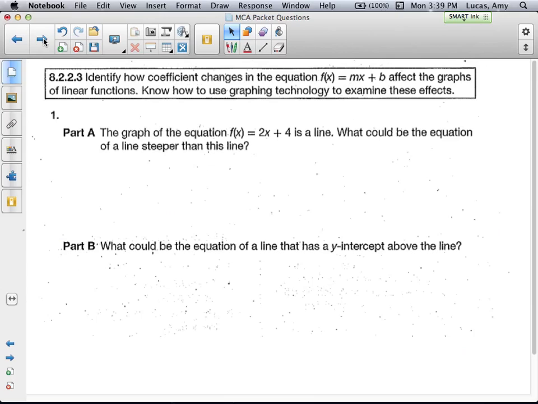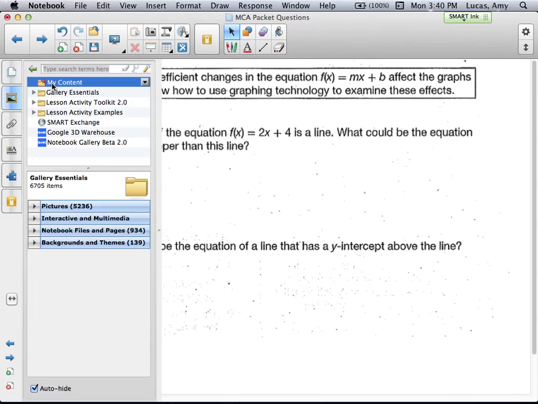Our next benchmark is 8223, so that would be on the following page, page number 25. Identify how coefficient changes in the equation f of x equals mx plus b affect the graphs of linear functions, and know how to use graphing technology to examine these effects. Number 1, part A: the graph of the equation f of x equals 2x plus 4 is a line. What could be the equation of a line steeper than this line?